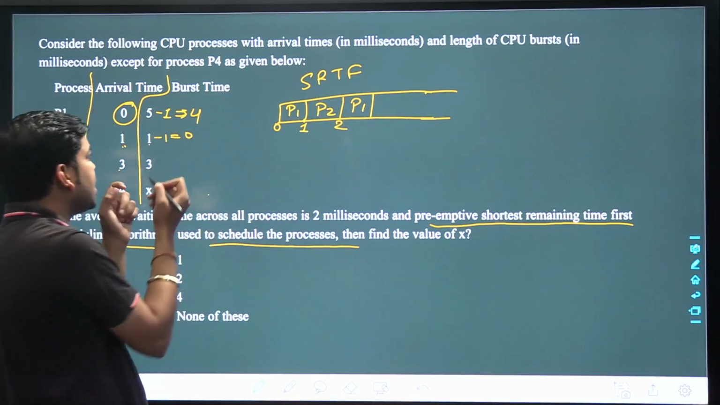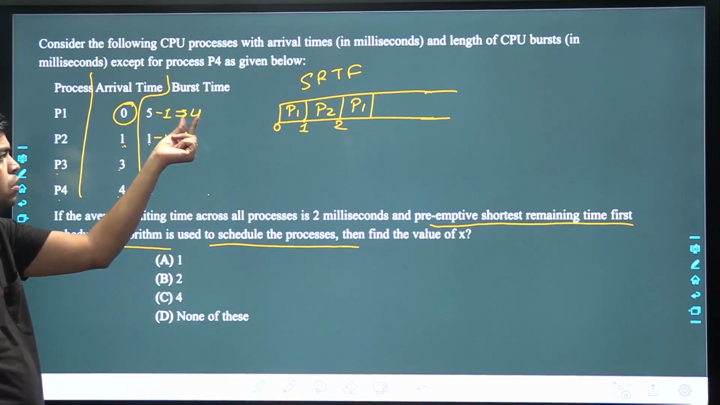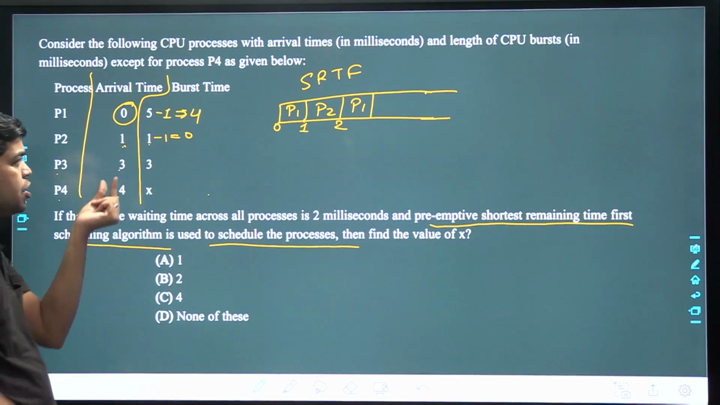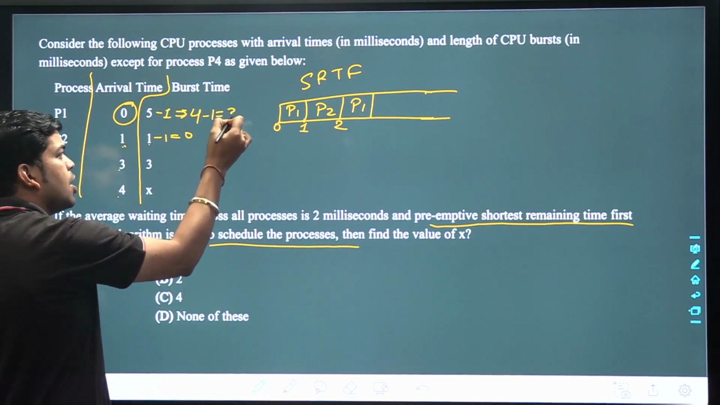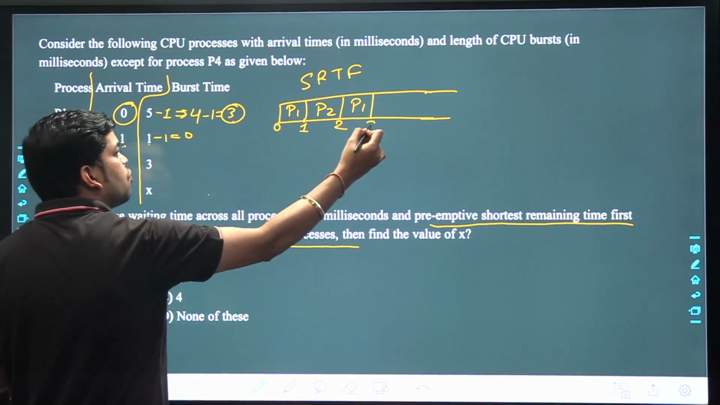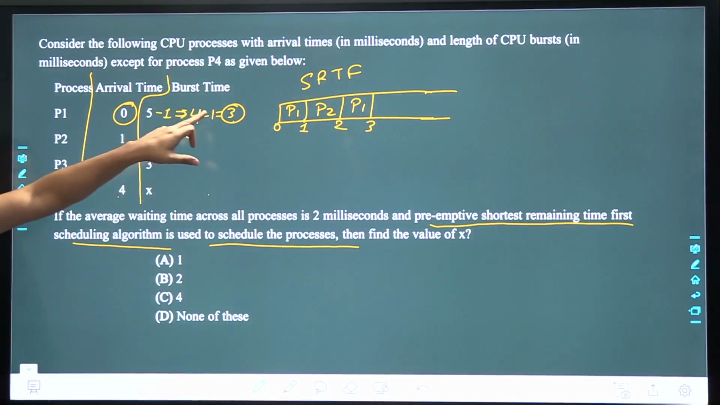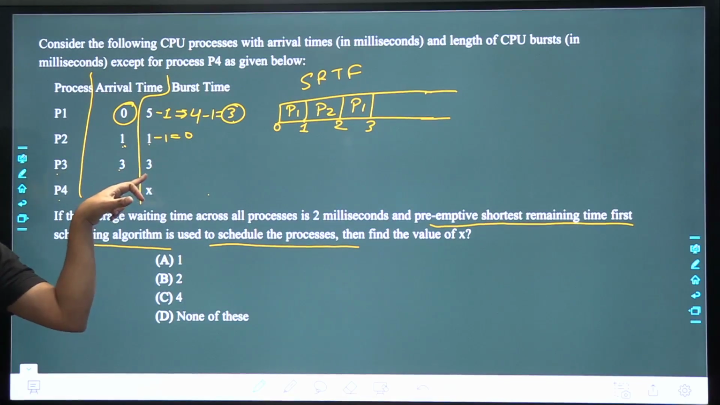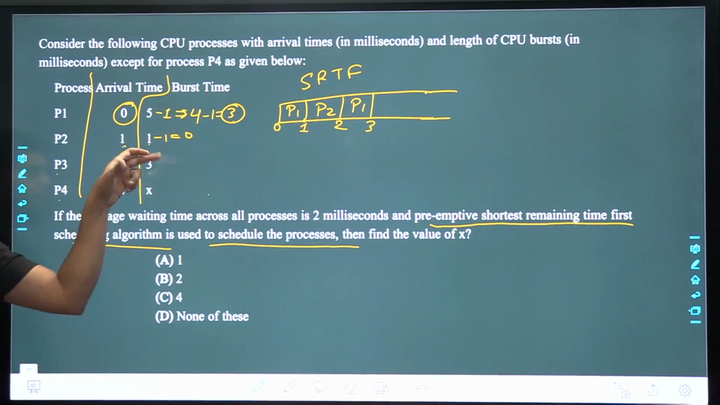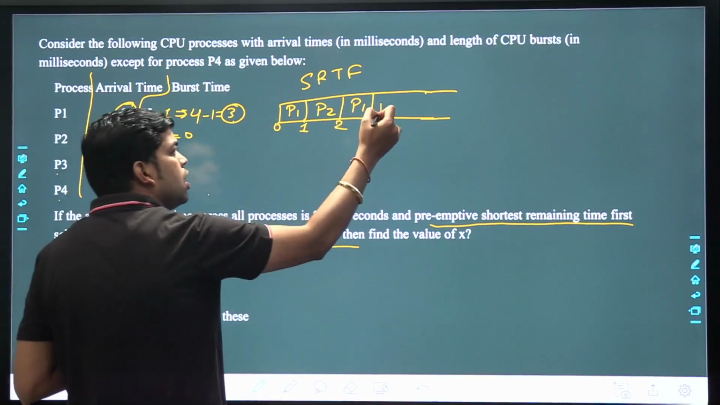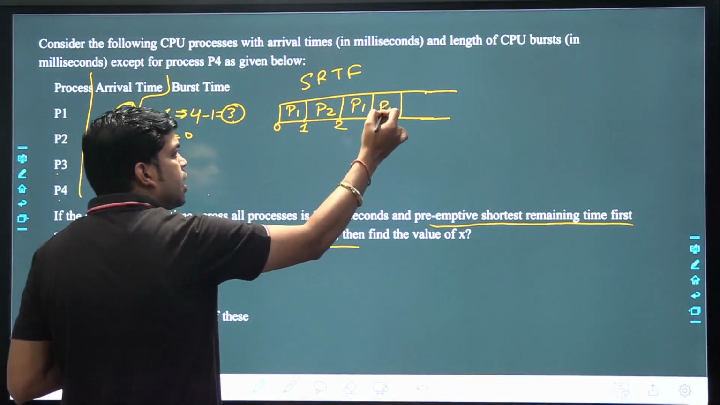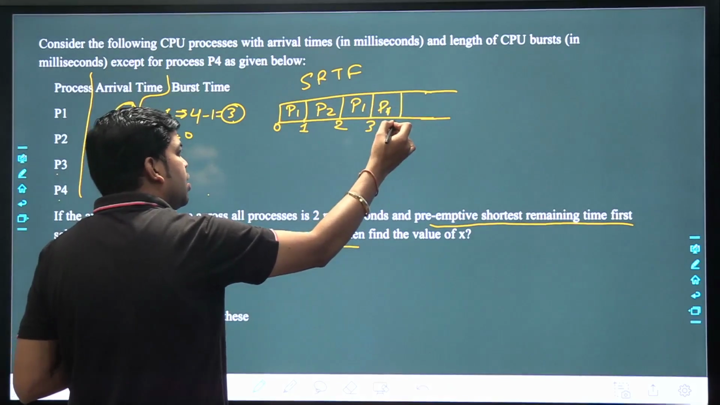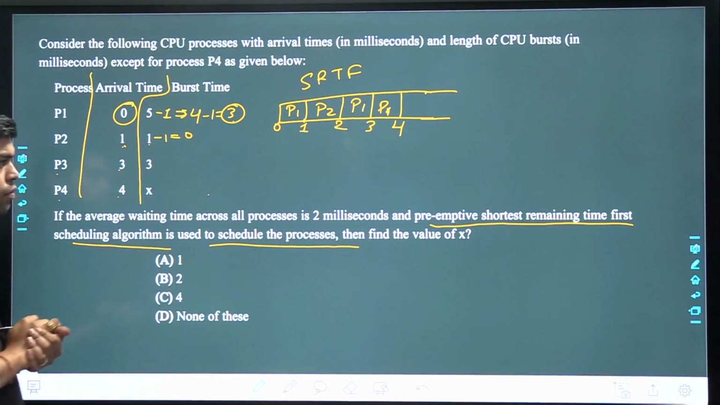Only P1 is available, so we need to execute P1 again. The total burst is 4. When we execute 1 unit of time, the remaining burst of P1 is 3, and at time 3 P3 also arrives and its burst is also 3. Got it? So we can continue the execution of P1 only, either increasing this value or executing it completely. So again we execute for 1 unit of time.